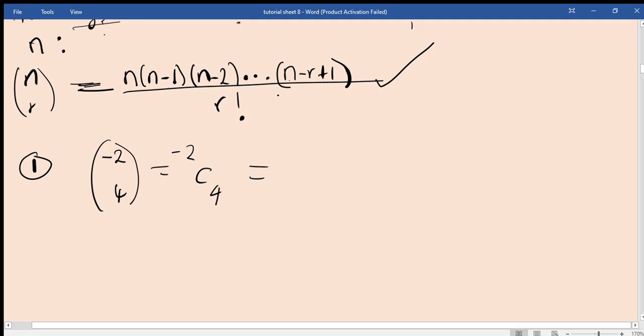Before you even start breaking it down, remember the formula is the one I've just stated here. The first thing, identify what is your n. Your n is equal to negative 2. What is your r? Your r is equal to 4. So find the last term. The last term should be n minus r plus 1. So n minus r plus 1 will be negative 2 minus 4 plus 1, which is going to give me a what?